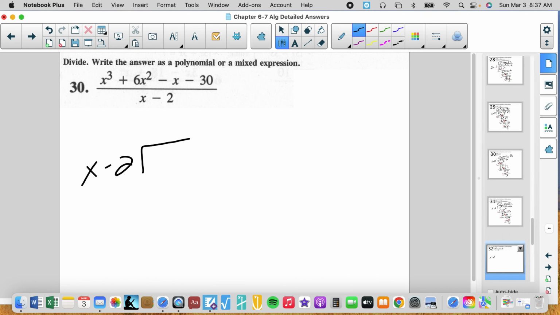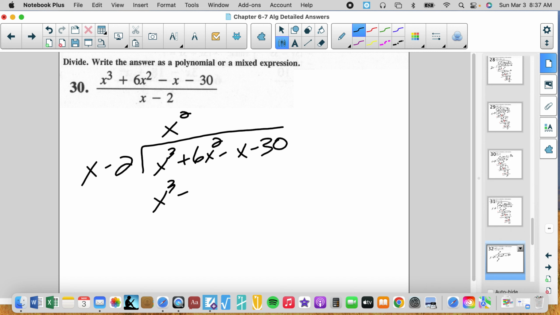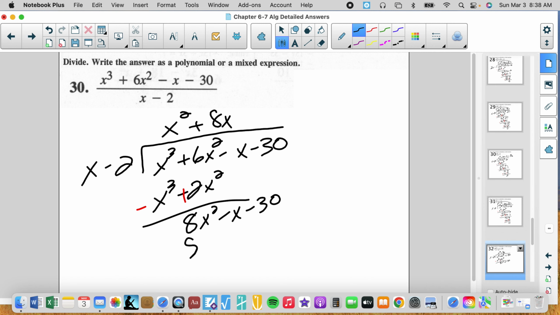X minus 2, x to the third plus 6x squared minus x minus 30. X squared becomes x cubed minus 2x squared. Change them up. 8x squared minus x minus 30 multiplied by an 8x. 8x squared minus 16x. Change them up. 15x minus 30 multiplied by a 15.